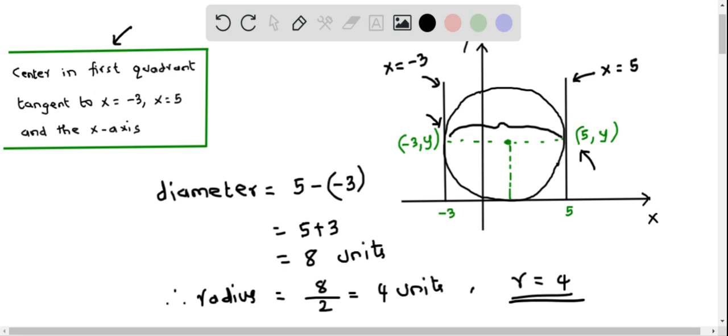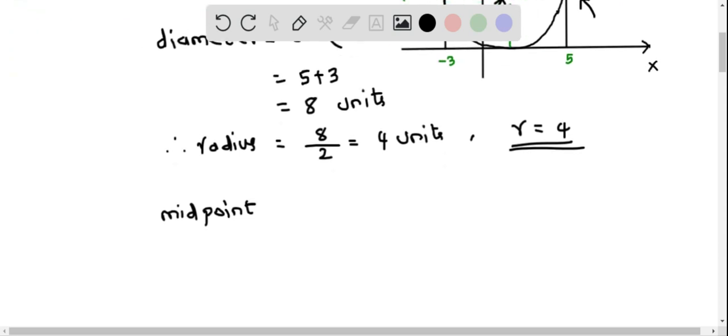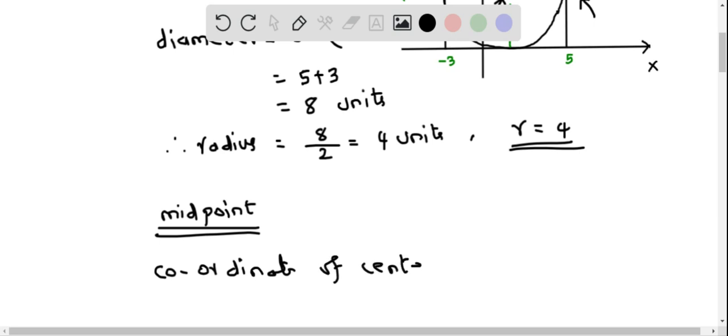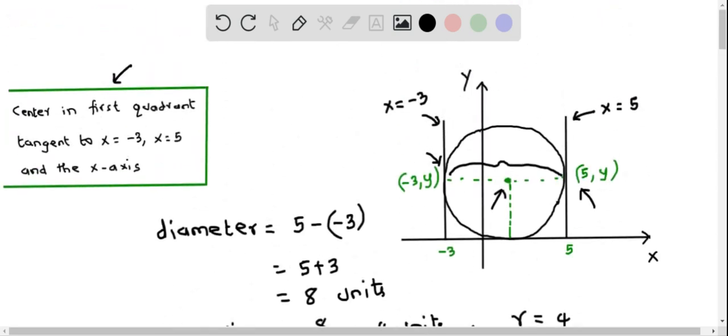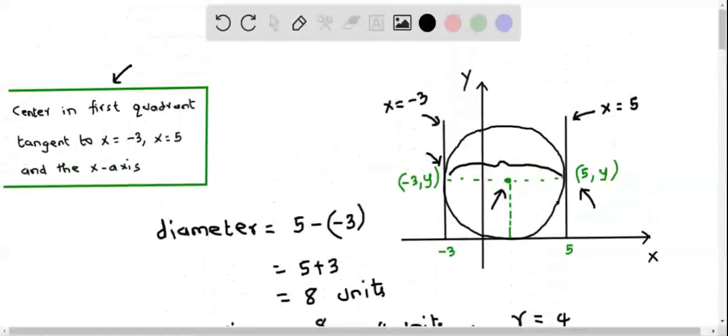Now we shall find the center of the circle. Notice that we can find the center using the midpoint formula. These two are the endpoints of the diameter, so obviously the center is the one which lies exactly in the middle of the diameter. So using the midpoint formula, I find the coordinates of the center. We have to add the x coordinates, negative 3 plus 5, divided by 2, as well as the y coordinates, y plus y divided by 2.